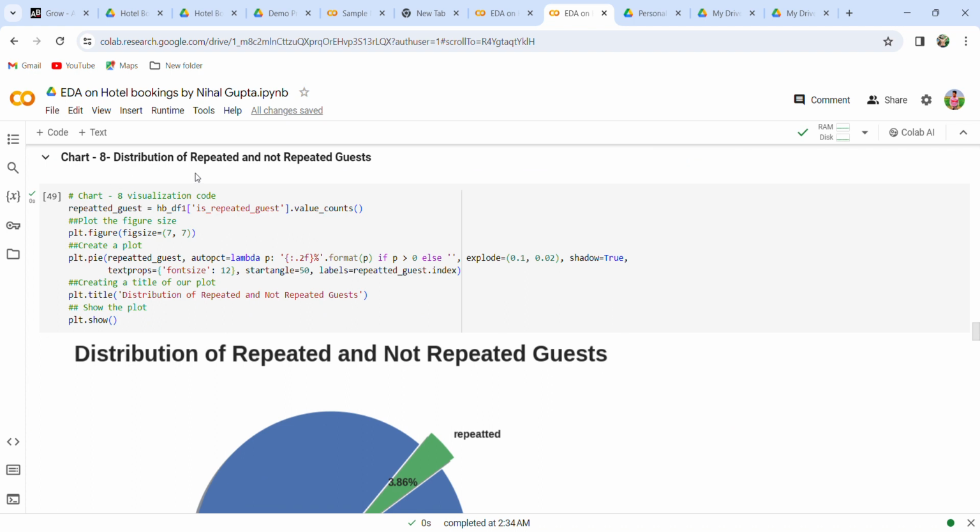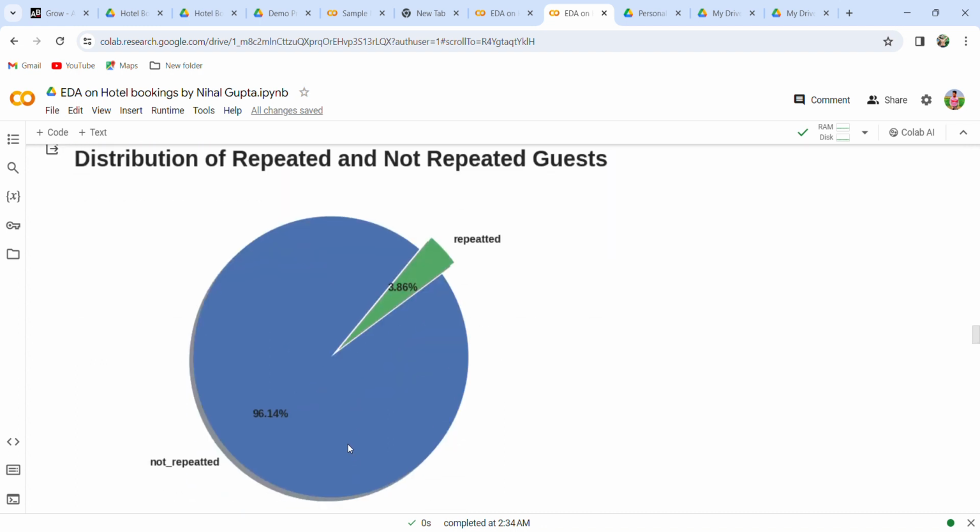Now the distribution of repeated and non-repeated guests. So here we are using a pie chart so that we can easily verify how many people are repeated and how many of them are not repeated. So we can see that repeated people are a very small amount, like 3.86%, and the non-repeated are 96.14%. So from this we can analyze that many of the customers are not repeated and very few of them are repeated.